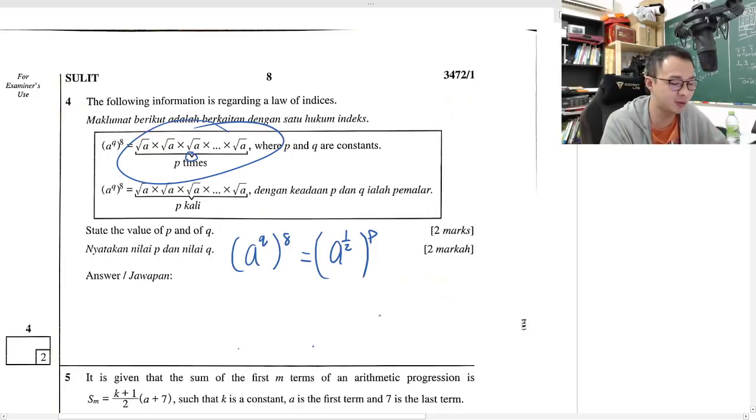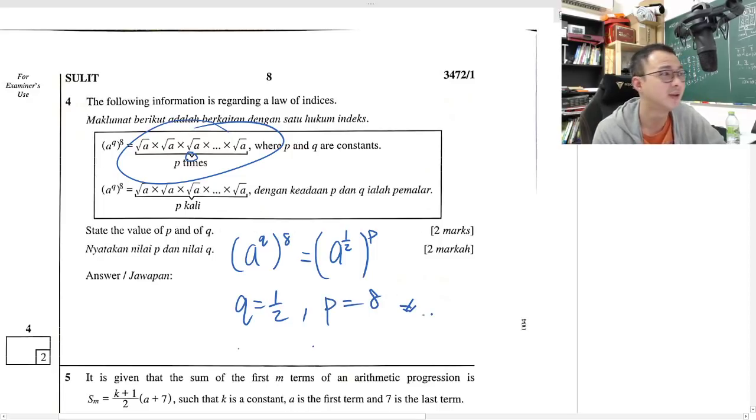So from here, I just do the comparing. I know my q equals to half and my p will equal to a. Alright, this is how I solve this question.